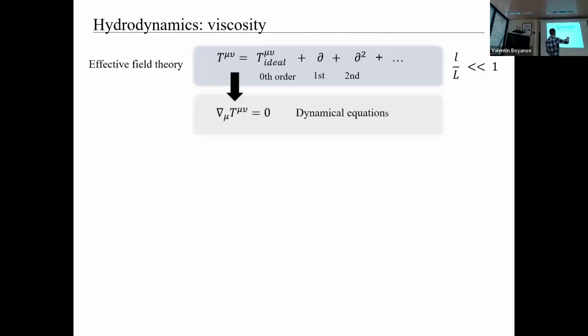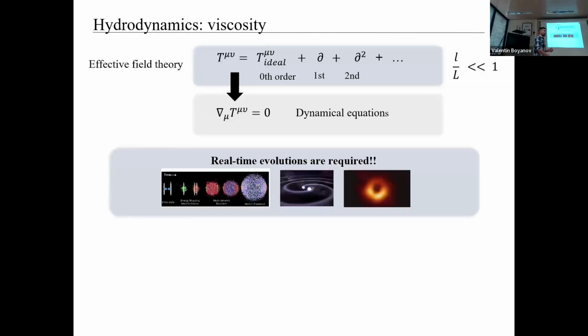We can plug this truncated series into the conservation equation for the stress tensor, obtaining dynamical equations that now we can evolve in time. We can put those equations on a computer and obtain a real-time evolution. Obtaining real-time evolutions is not something optional, but is required if we want to describe all these physical systems of interest. Without these real-time evolutions, we couldn't describe many systems.